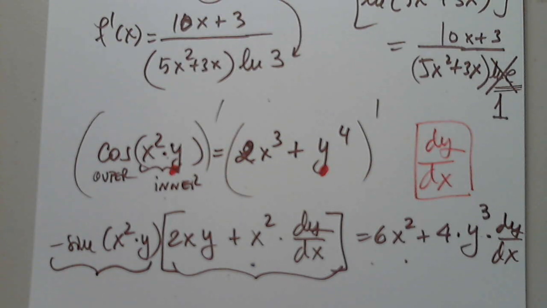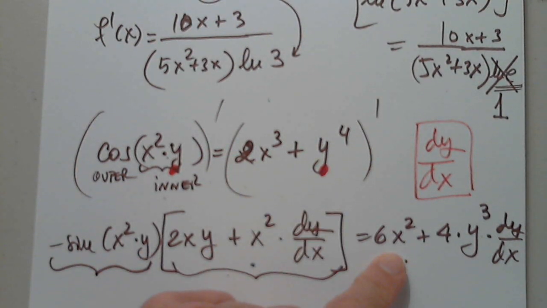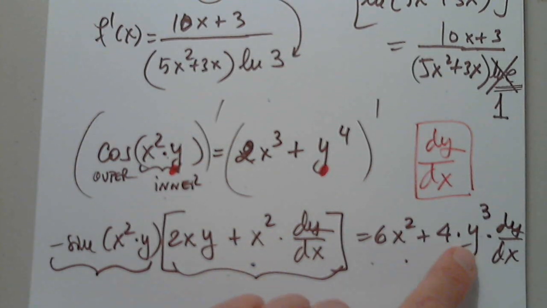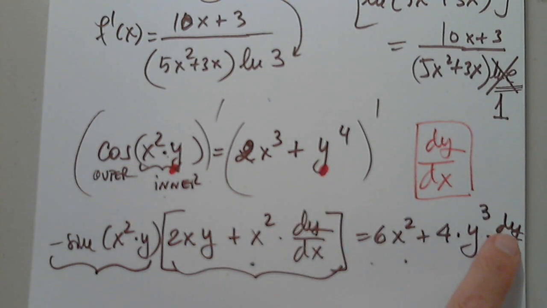Professor, when you differentiate 2x cubed on the right, you get 6x squared. That's correct. And then 4y cubed. Which would be the inner function that you're differentiating? That's why it's dy over dx.